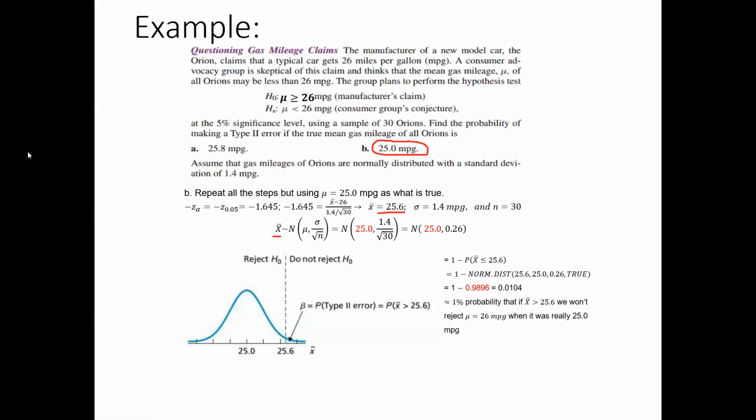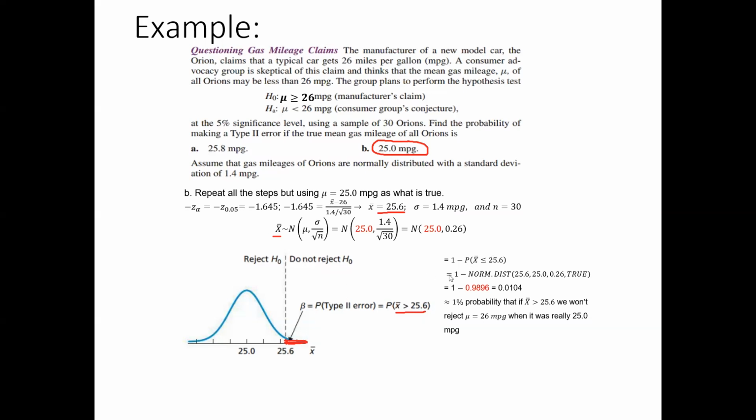So when we do not reject H0 is when we have values of that sample mean that are going to be up here. And that beta, which is the probability under the curve here, is the probability, right, what I just said, that a sample mean is going to be greater than 25.6. So it starts out exactly the same as we set it up before.